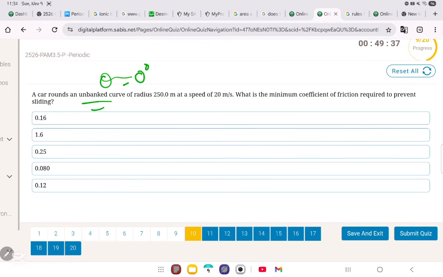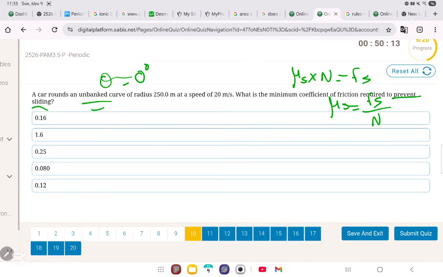What is the minimum coefficient, mu? Okay, the minimum coefficient is denoted by mu, of friction required to prevent sliding. So prevent sliding, meaning that it's not moving, meaning mu s. Now, we know that mu s times n is equal to fs. That means mu s is equal to fs over n.